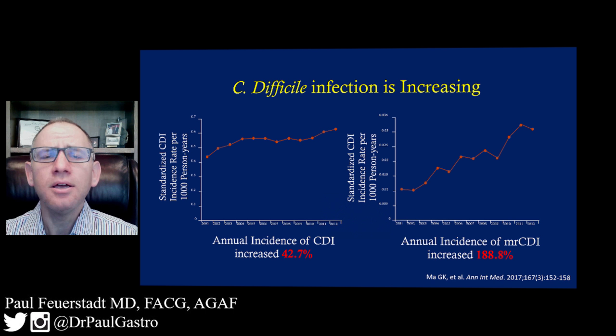In 2017, Ma et al. published a manuscript that updated our understanding of the epidemiology of C. difficile. Ma looked at the OptumRx database of 39 million commercially insured lives from 2001 until 2012. And what Ma found was that the incidence of the infection increased 42.7%. But the incidence of multiply recurrent C. difficile increased 188.8%. So what we see are two important trends. A trend in the increase in the incidence of the infection, but also the refractory nature of this disease.